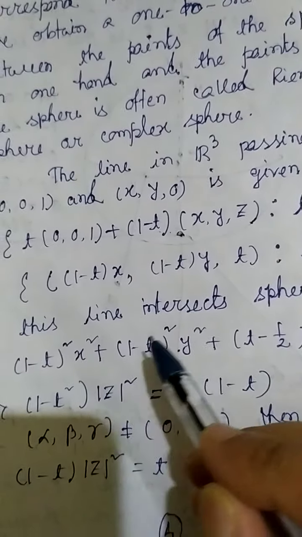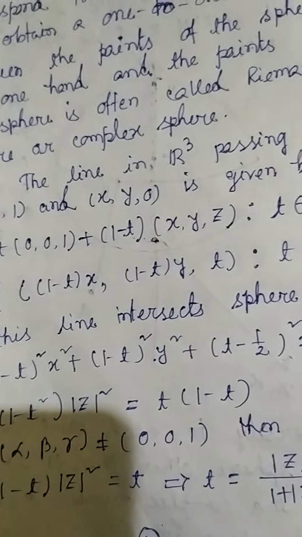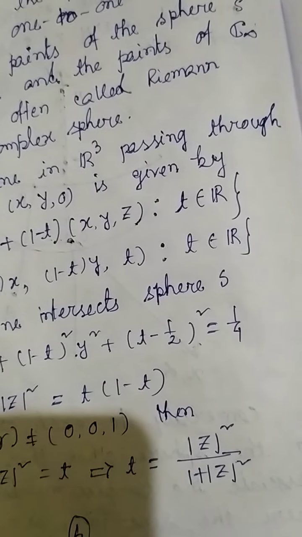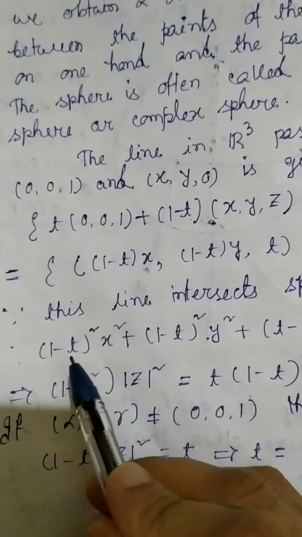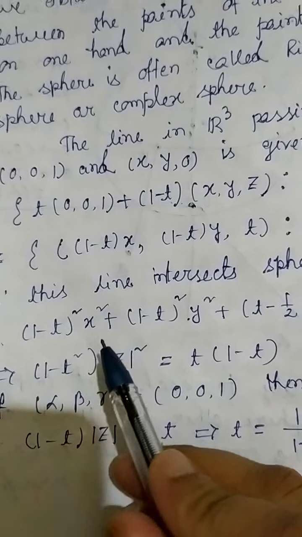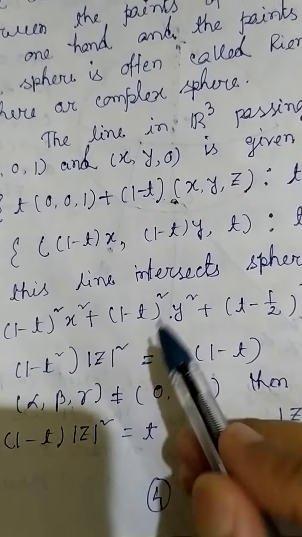Okay, so x square plus y square plus something like that, (z minus half) whole square is equal to 1 by 4. Using that concept, we can have this part. Then x square plus y square is nothing but mod of z whole square.